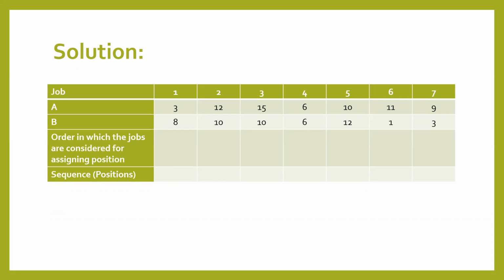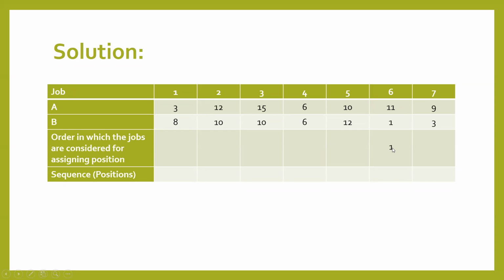Clear? I'll just show you an example here. If you look at the processing times given to you, the least value is 1, and it is for machine B and job number 6. That means I have to perform this assignment first. So for job number 6, the order in which the jobs are considered for assigning position will be 1 here. This is the first job which I'm assigning.